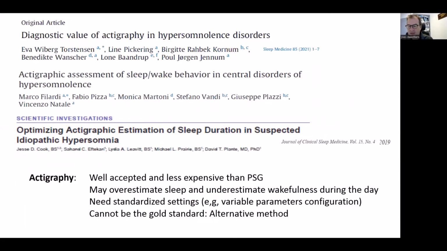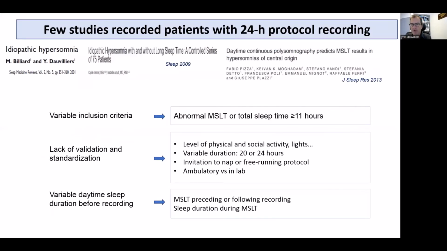Actigraphy, as is also in the criteria, has several papers on it, so it's well accepted and less expensive than PSG, but it often overestimates sleep and underestimates wakefulness. You need a standardized setting, and it cannot be a gold standard because it does not measure sleep correctly. So you need to record the sleep duration for the diagnosis. There are several protocols that have been proposed.